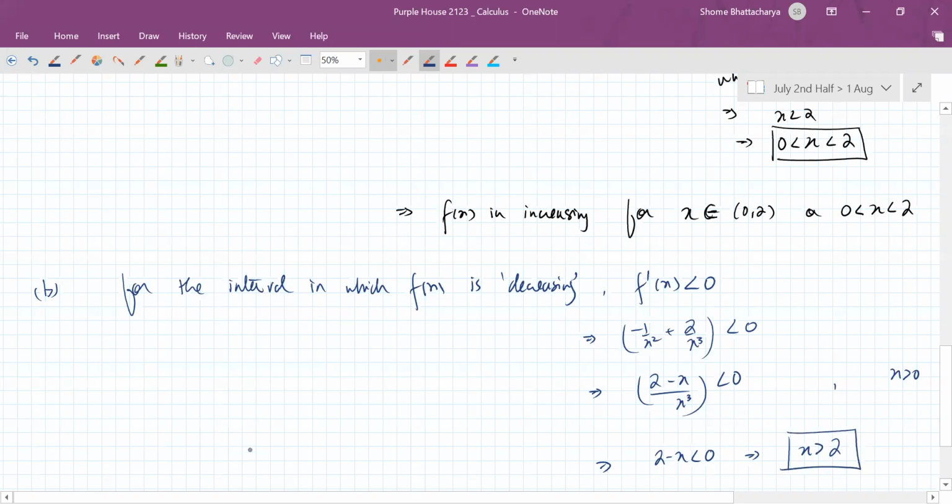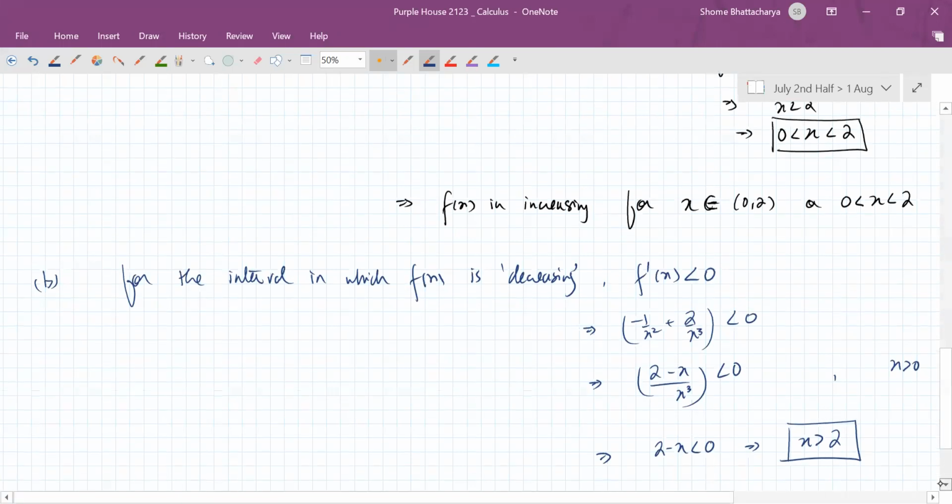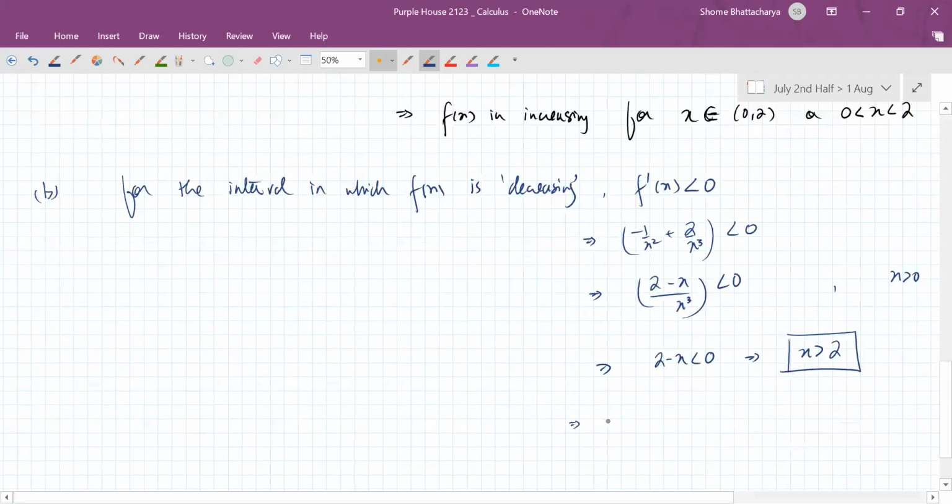So now this is showing me that, okay, from 2 to infinity, in fact, for x belonging to the interval 2 to infinity, what is happening? The function is increasing. f(x) is increasing. Oh, sorry, f(x) is decreasing. My mistake. Derivative is negative. So f(x) is decreasing.